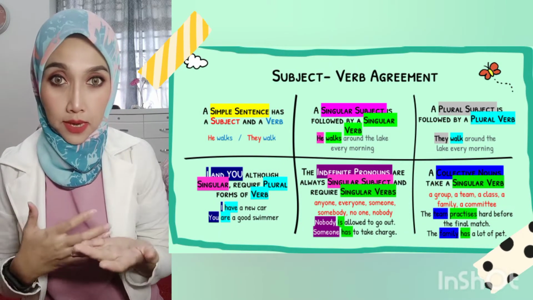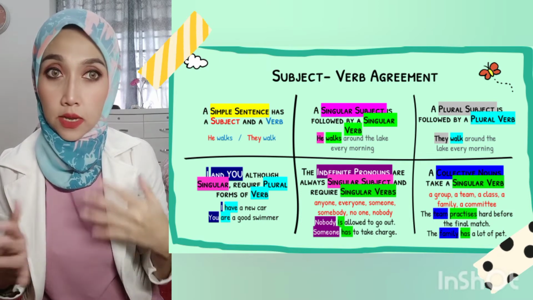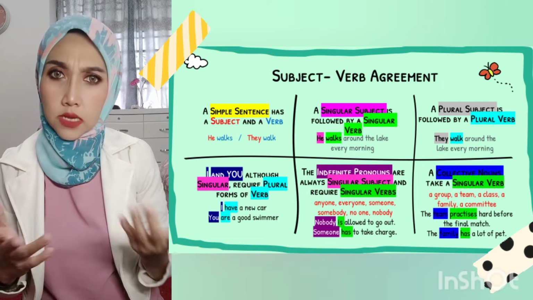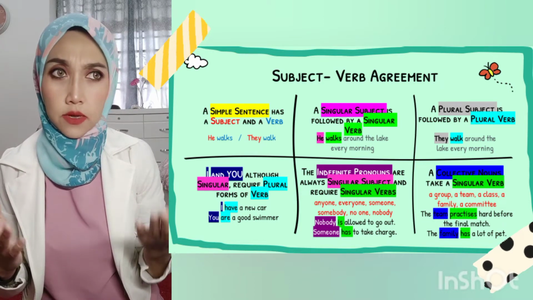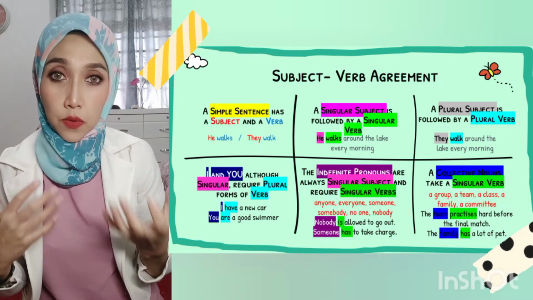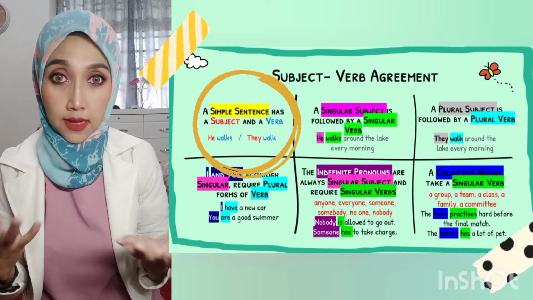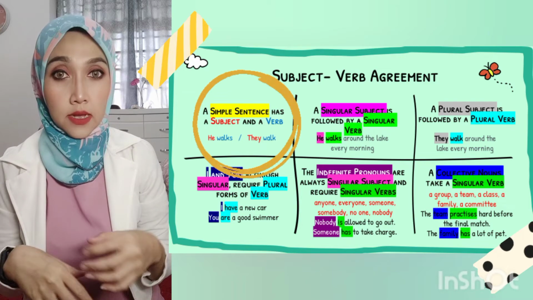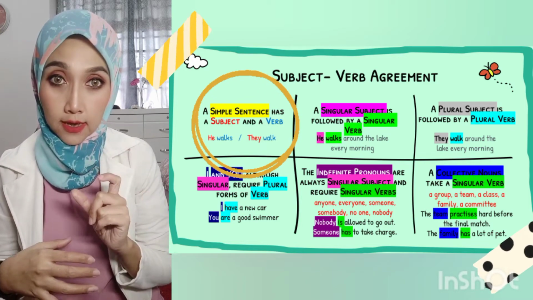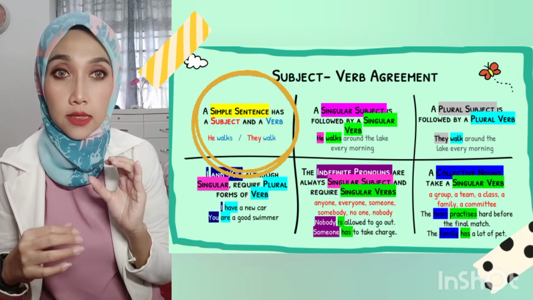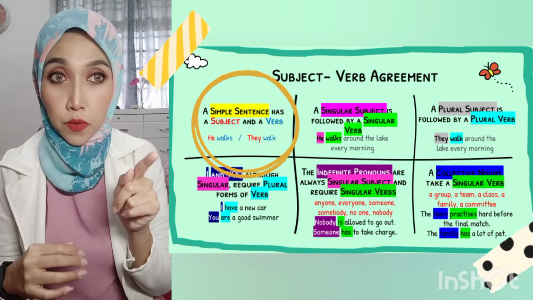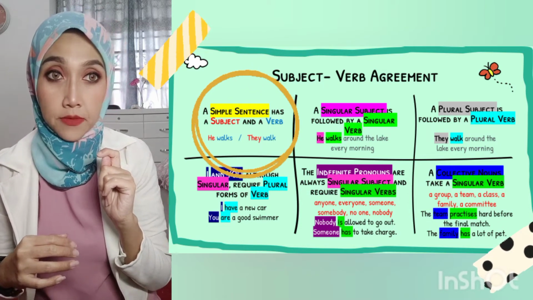I'm trying my best to put it in a very simple form so that you can understand and see the differences. So what is subject-verb agreement? When you are writing a sentence, a simple sentence, it should have a subject and a verb. The red word is the subject there, and the blue word is the verb.